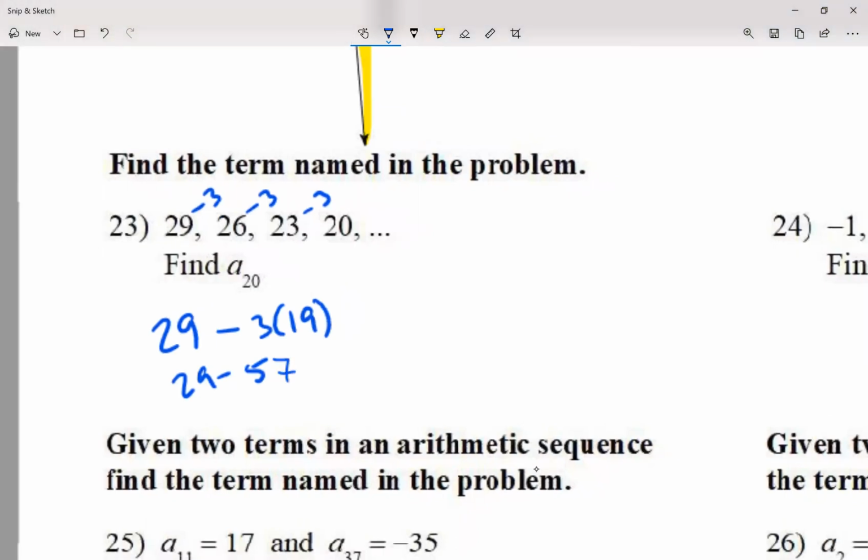So 29 minus 57. I know that's a negative 28.